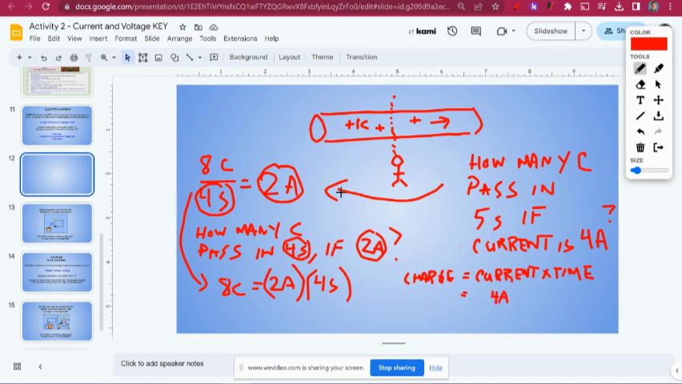You took 4 amps times 5 seconds, right? So current times time is equal to charge. So 4 times 5, that's 20. And if you ever multiply amps times seconds, you get coulombs as an answer. So that's the kind of math you would do with this formula. All right, so that's that.